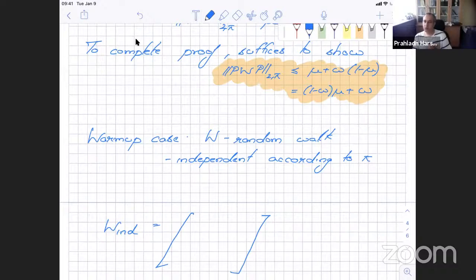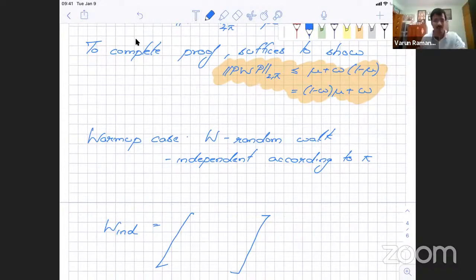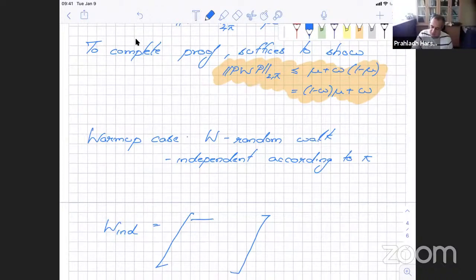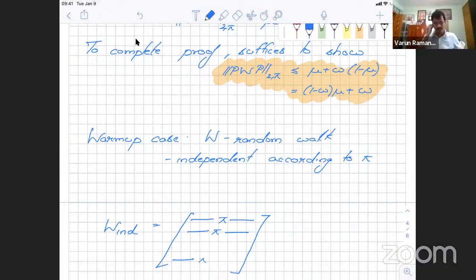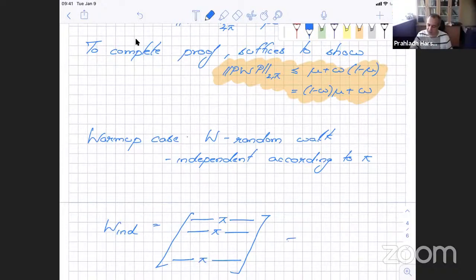Varun, I can't hear you. Oh, sorry. Every row will be this stationary distribution. Yeah, so this will just be this thing. Every row will be the same stationary distribution. So W ind will be this object, or equivalently, sometimes this is written as J times pi, where pi is diag of pi.